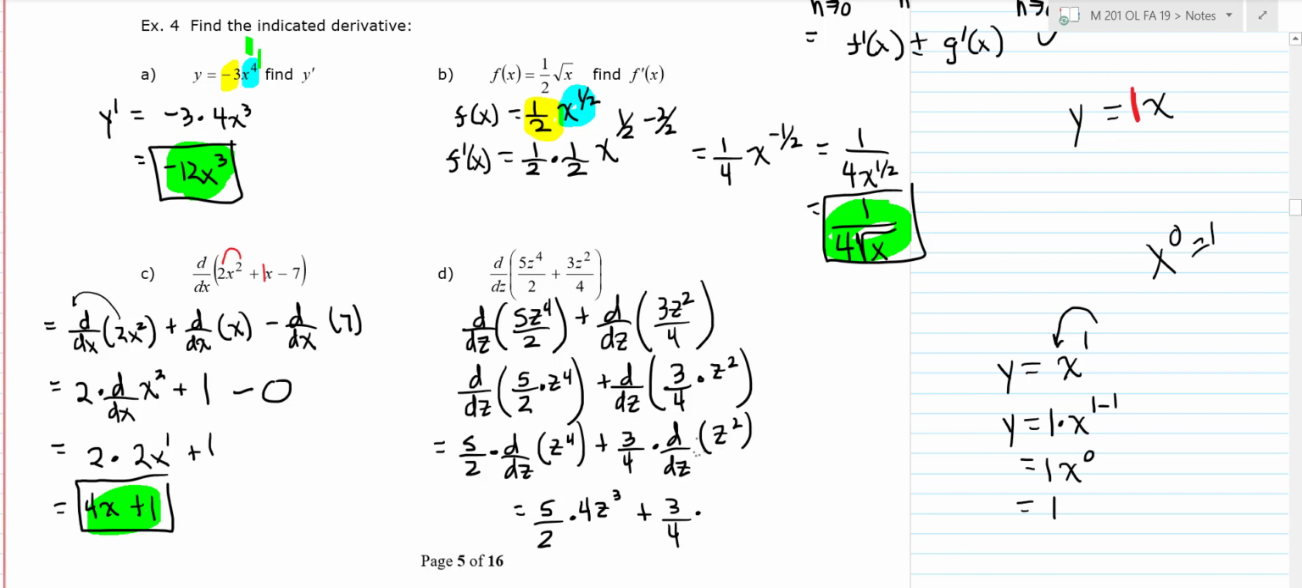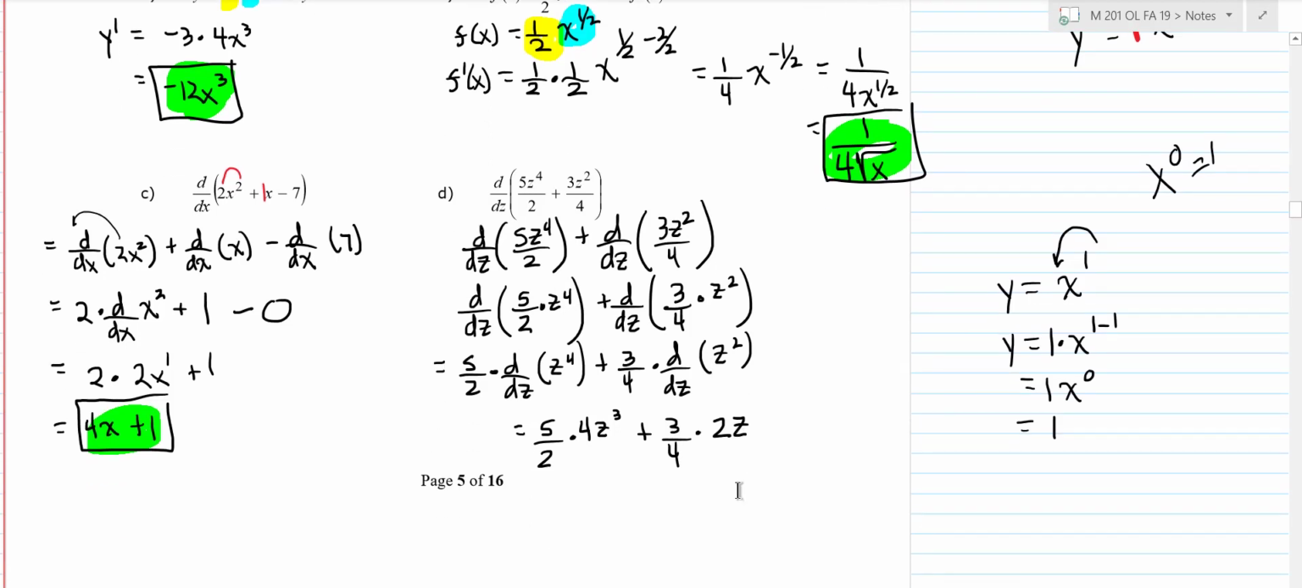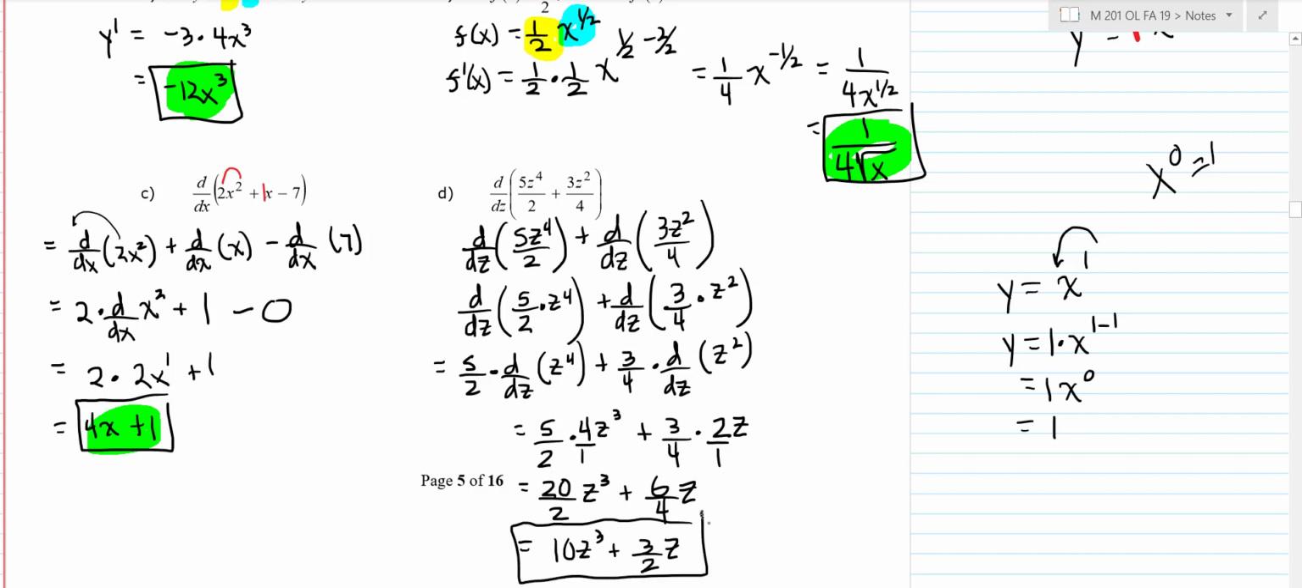And when you do the derivative of z to the second, that's 2z. Okay, like that. All right. Now what you do is you multiply out the fractions. Okay, and again, this is just over 1, so that would be 20 over 2 z to the third. That would be over 1, so that would be 6/4 times z. And then you can reduce those fractions. So this would be 10 z to the third, and that would be 3 over 2z. Okay, so that would be the best way to write the answer of that derivative, is like that.